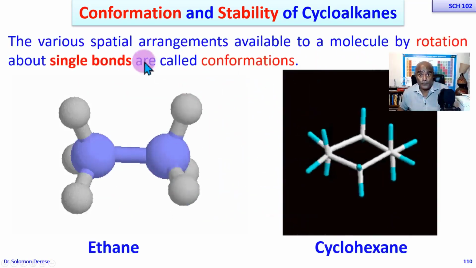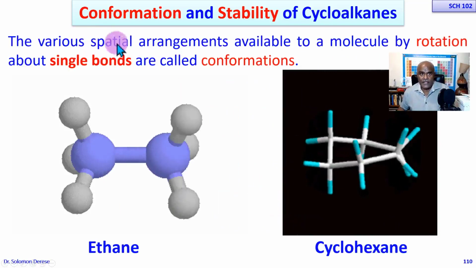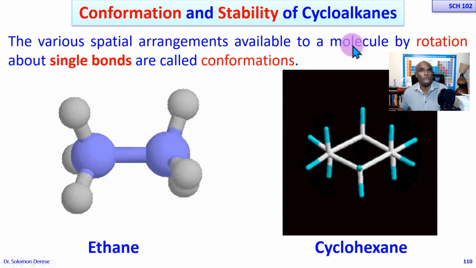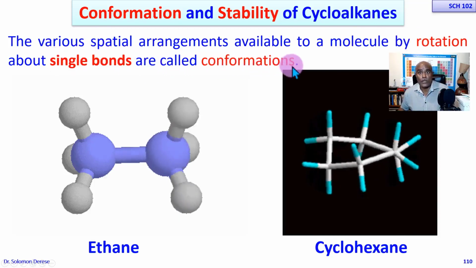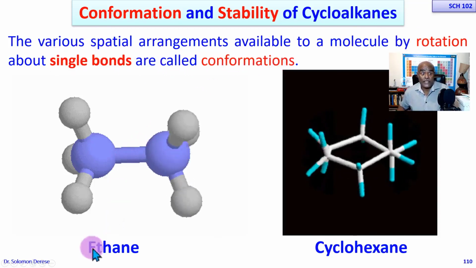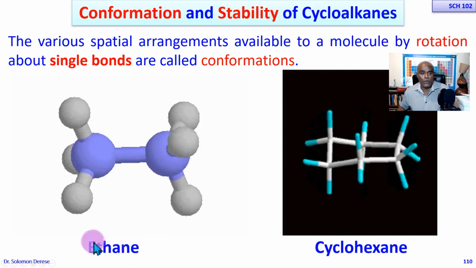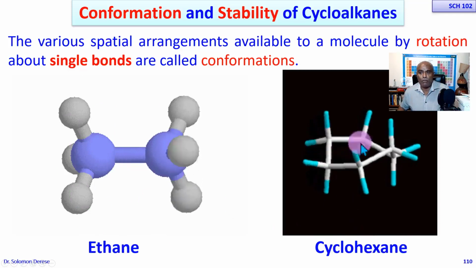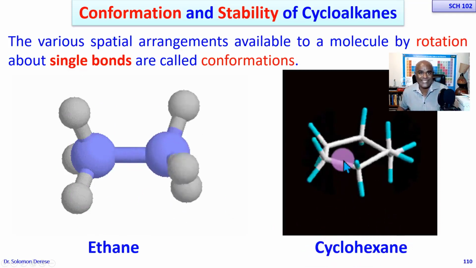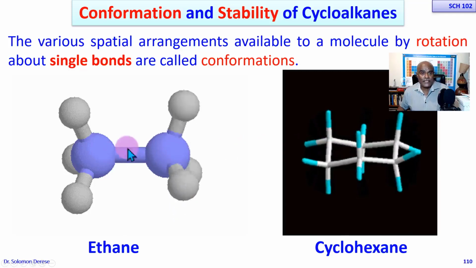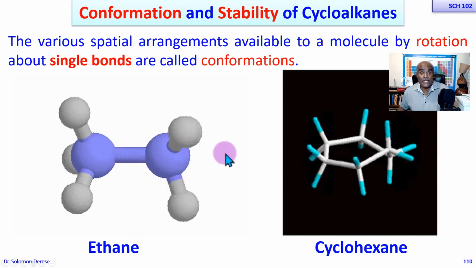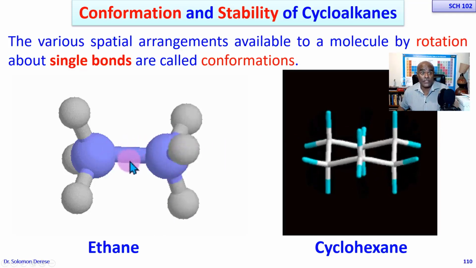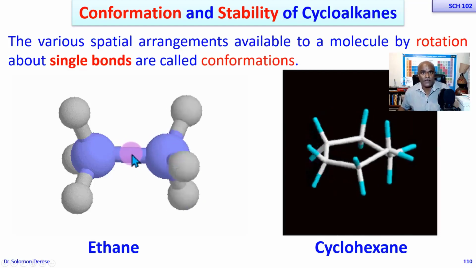Conformation is the various spatial arrangements available to a molecule by rotation about a single bond. That's what is called conformation. As you can see, this is a model of a molecule of ethane, while this one is a model of a molecule of cyclohexane. Since both of them are alkanes with carbon-carbon single bonds, there is freedom of rotation across their carbon-carbon single bond.